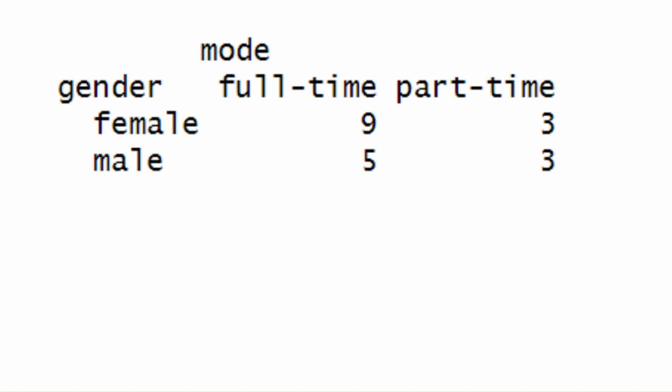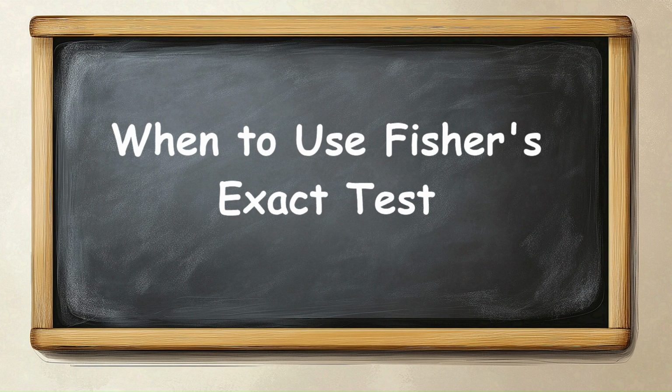It displays the frequency of the students in our sample based on their gender and study mode, but to determine if there's a significant association between gender and study mode, we need to conduct a statistical test. So when should we use Fisher's exact test? To assess relationships between categorical variables, we often use the chi-square test of independence. However, this isn't appropriate if your data violates any of the assumptions of that test. In particular, the chi-square test requires that the expected frequencies in each cell be at least 5.